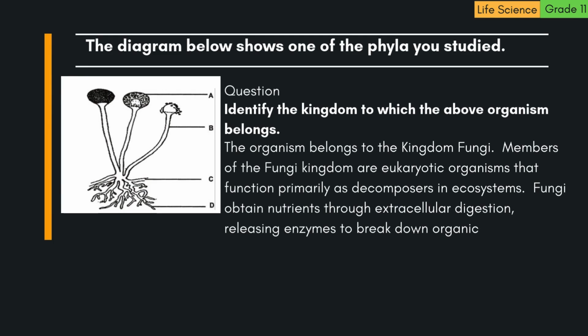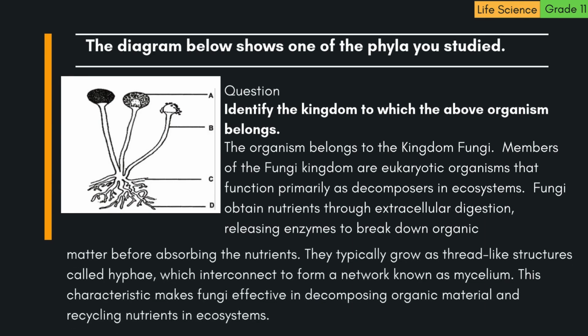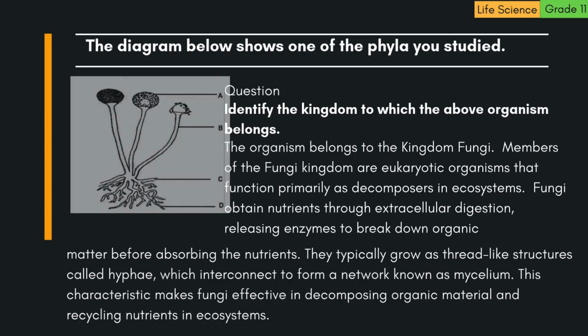Members of the fungi kingdom are eukaryotic organisms that function primarily as decomposers in ecosystems. Fungi obtain nutrients through extracellular digestion, releasing enzymes to break down organic matter before absorbing the nutrients. They typically grow as thread-like structures called hyphae, which interconnect to form a network known as mycelium. This characteristic makes fungi effective in decomposing organic material and recycling nutrients in ecosystems.